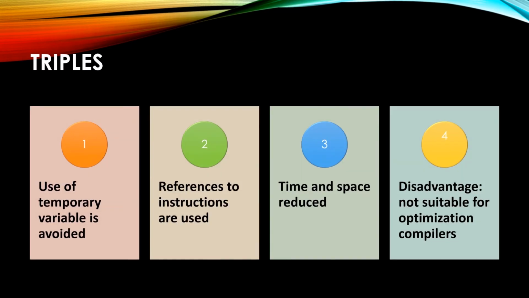So next type of representation is triples representation. In triples, use of temporary variables is avoided and instead references to instructions are made. The advantage of triple over quadruple is time and space is reduced because here temporary variables are avoided. And the disadvantage of triple representation is not suitable for optimization compilers where quadruples are best suited.